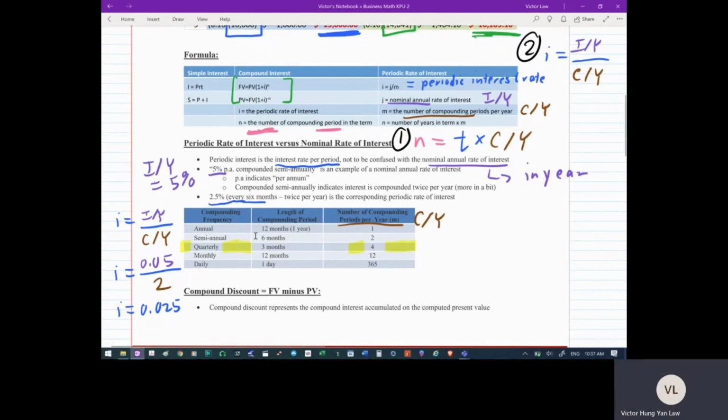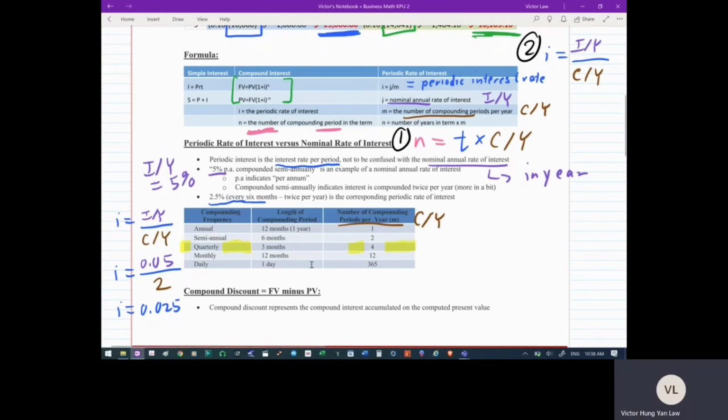In the table here, I gave you the different compounding periods. If it's annual compounding, that means we're compounding once every year, so our compounding per year, our C/Y, is 1. If it's semi-annual, every period is 6 months, so in 1 year we have 2 periods, and our compounding per year is 2. Same idea for monthly compounding. Each period is 1 month, and in 1 year we have 12 months, so we have 12 periods. As a result, our compounding per year is 12.